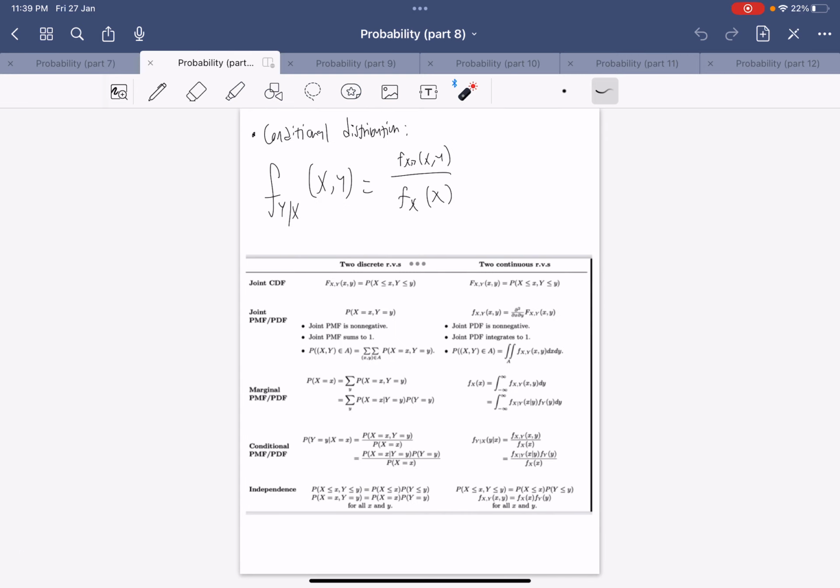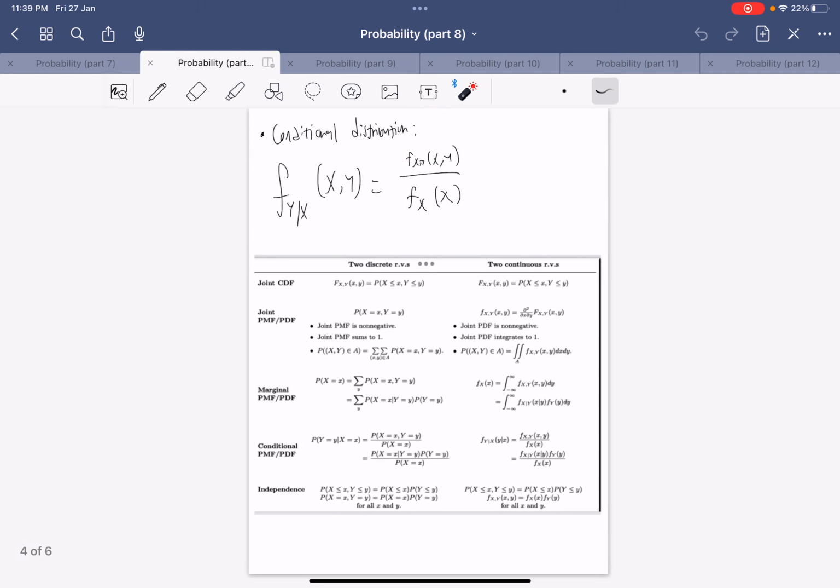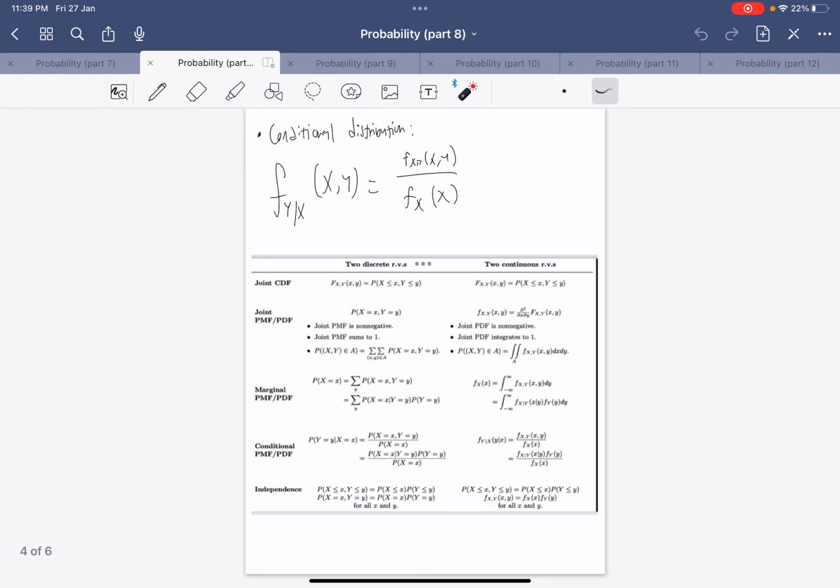And for conditional distribution, it also follows the discrete case, where the joint PDF is divided by the marginal PDF. And really this table summarizes the similarities and what is joint, marginal and conditional for both the discrete random variable case and the continuous random variable case. And you can really see that in discrete we have summations, while in continuous we have integrals.